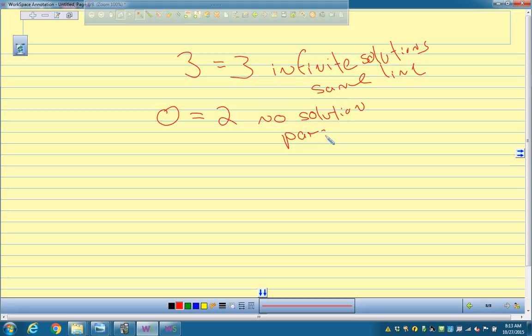Okay, parallel. All right. So just so you know, if you're doing elimination and you end up with this side equals that side, or this is equal to that, that means there's no solution because there's no place that 0 is equal to 2. Okay.